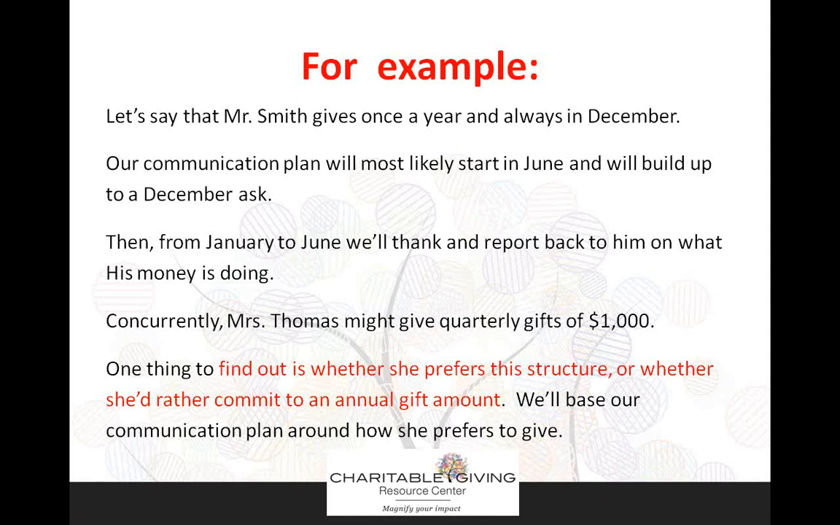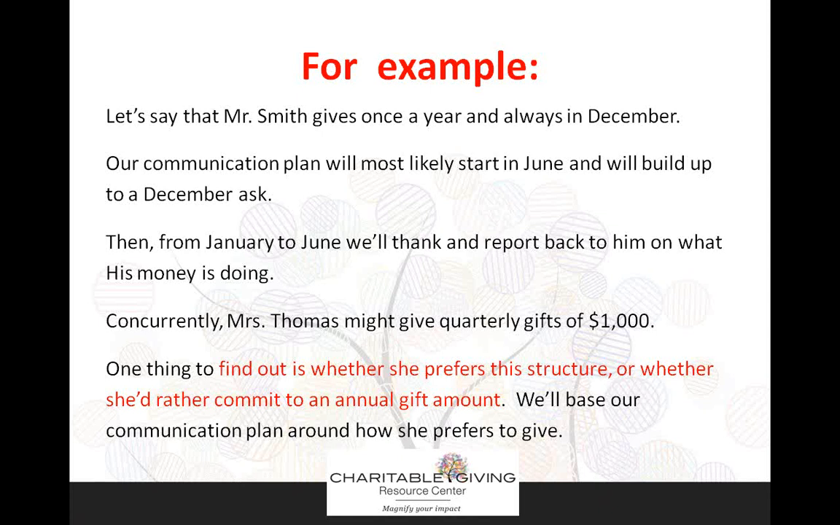For example, let's say that Mr. Smith gives once a year and always in December. Our communication plan might start in June and build up to a December ask. So maybe we're informational for 4 to 6 months before we actually ask him to make a gift. Then from January to June, we'll thank and report back to him on what his money has done for our organization.